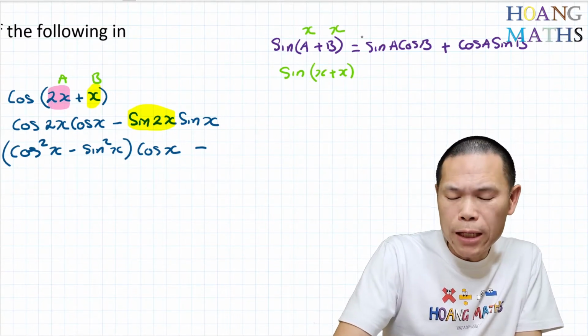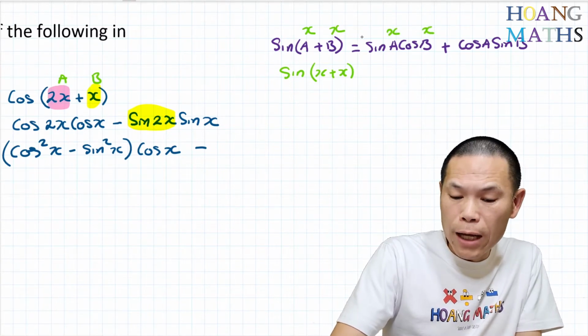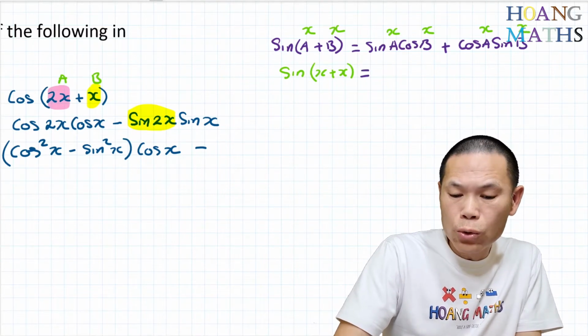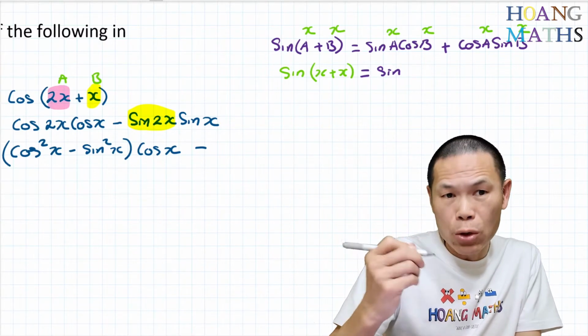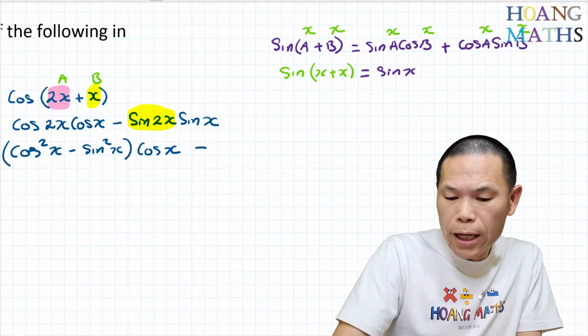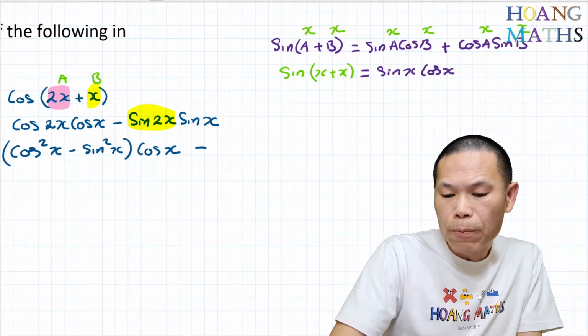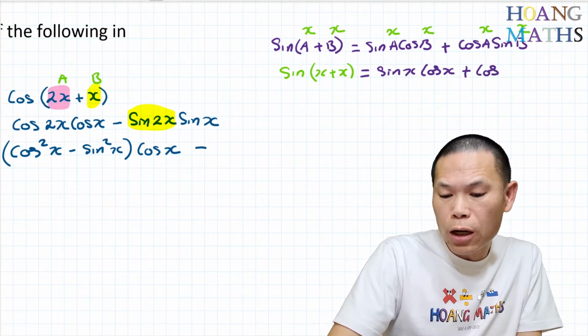So sine of a, that is sine of x. Cos of b, that is cos of x. And cos of a is x and b also x. So this is equal to sine of x. So I just replace a is x and b also x. So sine x cos of x. We add cos of x sine of x.